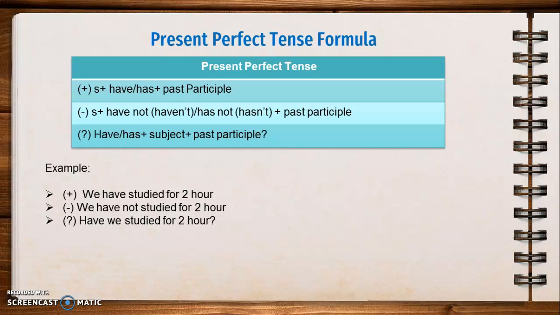Okay, for negative, this is we plus have not studied, ya. Jadi tinggal kita tambah not dan verb 3-nya for 2 hours, ya, tambah S ya di belakangnya karena dia jamak. Okay, for the question, have we studied for 2 hours, ya. Jadi to be-nya yaitu have kita majukan ke depan, kemudian subject plus verb 3-nya.